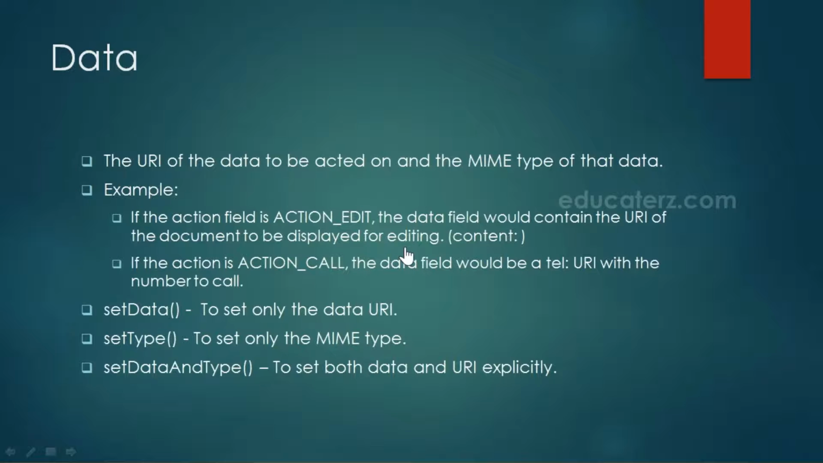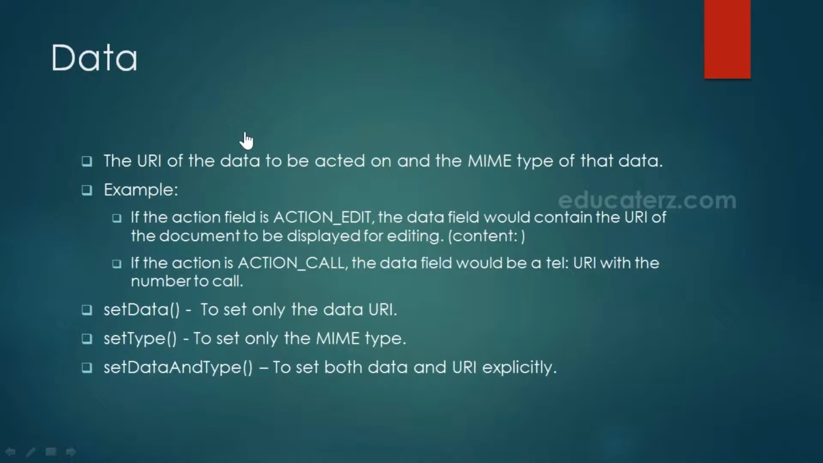And if the action is action call, the data field would have TEL, for telephone, as a prefix, which is going to take the number to be called. The set data method is to set only the data URI. Set type is to set only the MIME type. If you want to set data and type, we use the set data and type method, where we can set both the data URI and type explicitly.